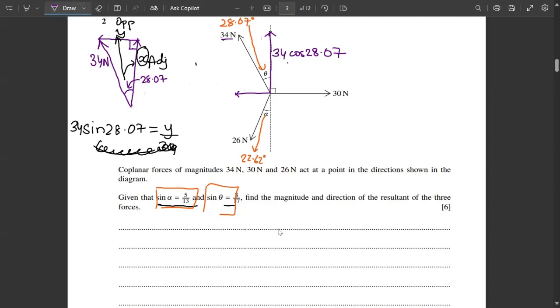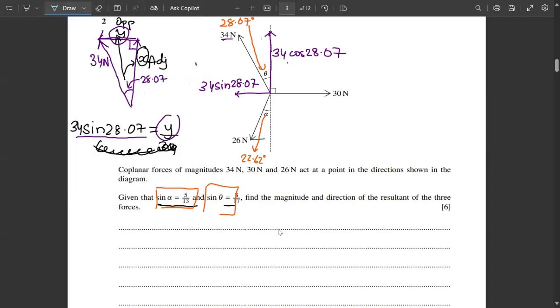So this is 34 sine 28.07, which is y. We found out y, which is this arrow. So 34 sine 28.07. Now that we are done with this, let's move to the 26 Newton arrow.